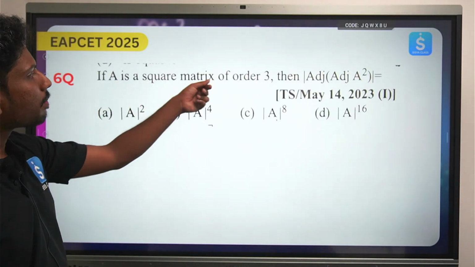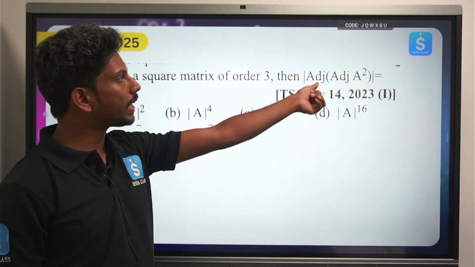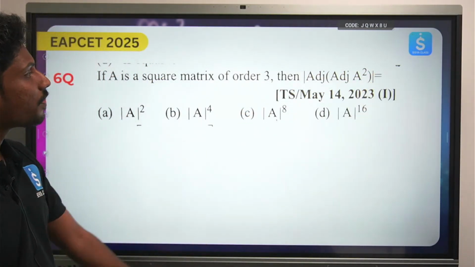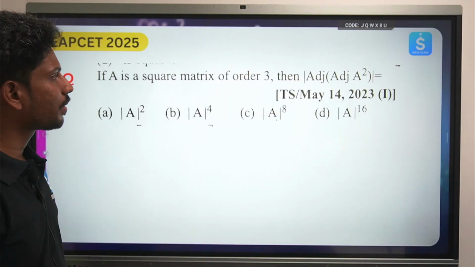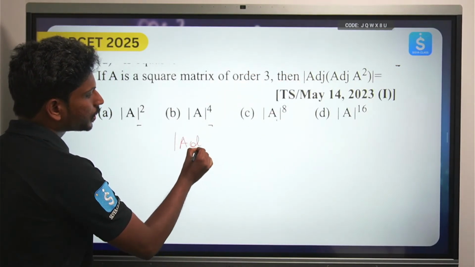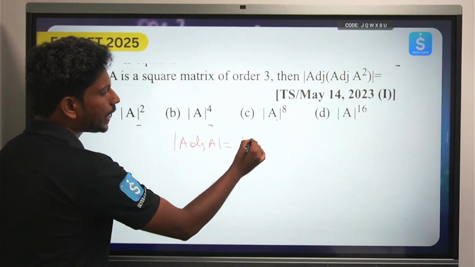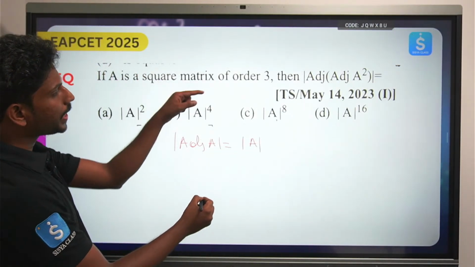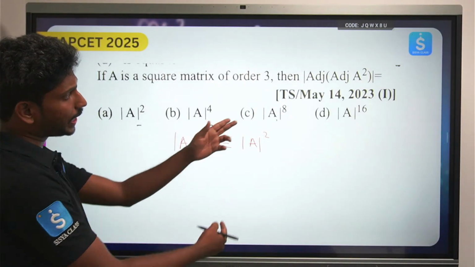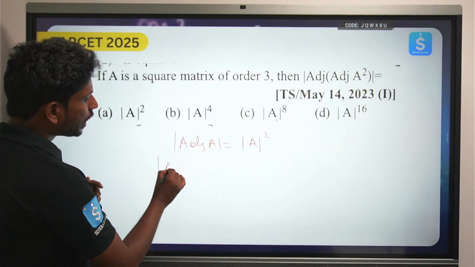Next, a square matrix of order 3, what is det of adjoint A square? Okay, det of adjoint A square. Now, if you see, what is det of adjoint A? Det of adjoint A is nothing but det A to the power n minus 1, that is 3 minus 1, that is 2. Okay, det of adjoint A is nothing but det A square.